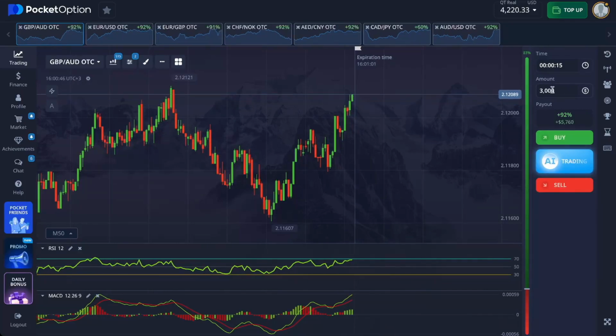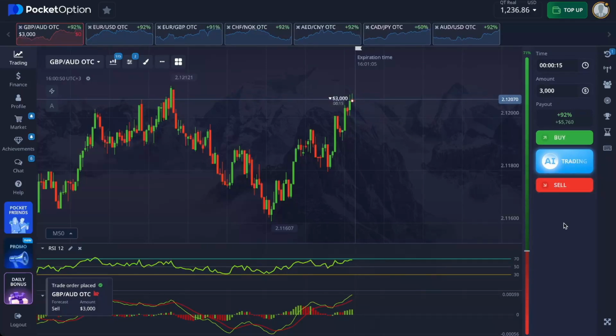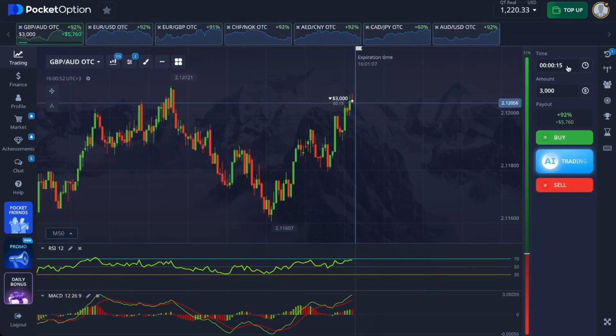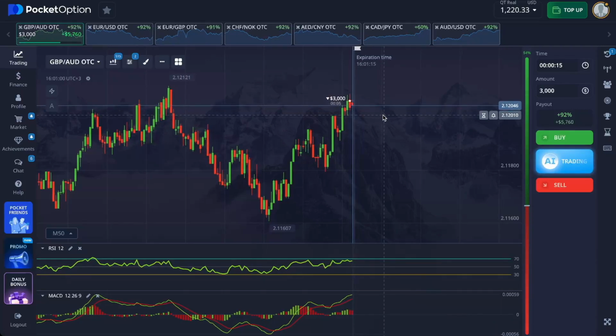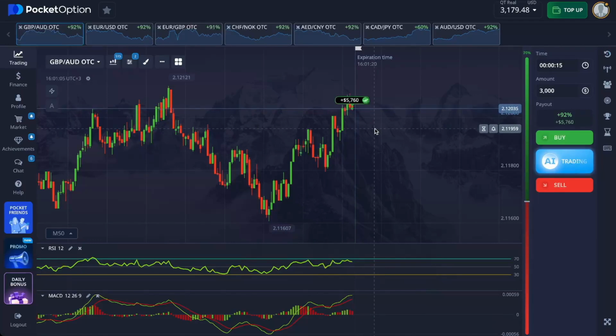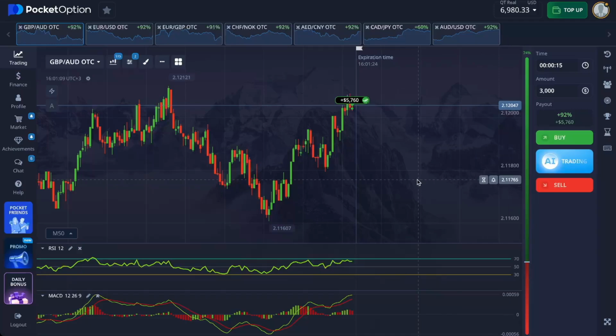So in this case, here's what I think. First, let's trade with $3,000. And let's go for a sell. We have a trade. Expiration is 15 seconds. About $3,000. Sell. Let's see how this turns out. Let me remind you, friends, this is our 10th trade. And we are very close to our goal. Excellent. We already have $7,000 in the account. And let's move on to the next trade.